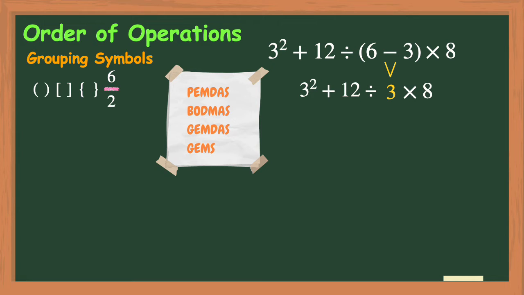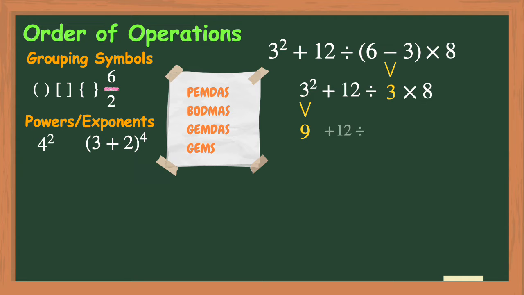The next step, or letters in the acronyms, means powers or exponents. A power can look like this, 4 squared, or you might see an exponent either inside or outside a set of parentheses or grouping symbols like this. Now let's look back at our expression and you can see a power of 3 squared. So we will solve that next. 3 squared is 3 times 3, which is 9. And again, I will write it below and then bring down everything else from the expression.